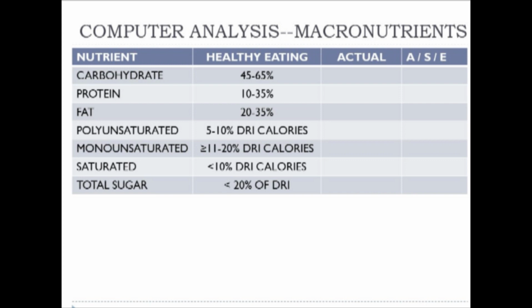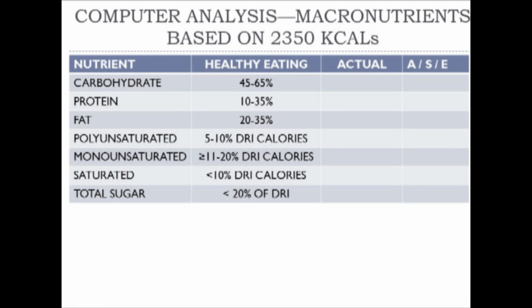To meet the healthy standards, the polyunsaturated fat should be 5 to 10% of the DRI calories. The monounsaturated fats equal to 11 or greater, all the way up to 20% of the DRI calories. Saturated fat less than 10% of the DRI calories, and total sugar less than 20% of the DRI calories.